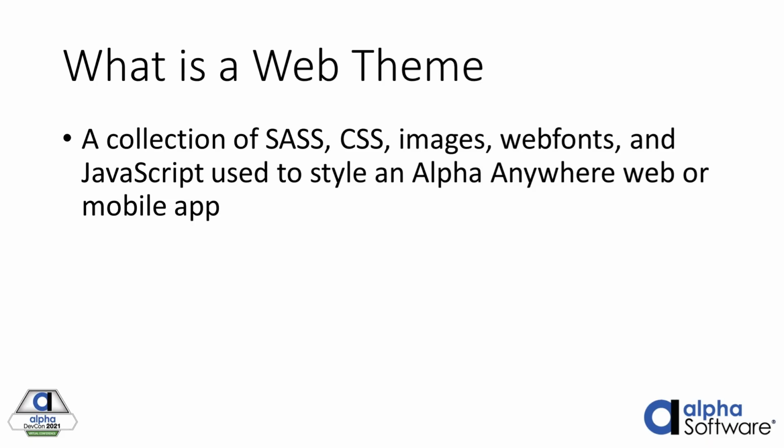So Alpha Anywhere, the alpha theme, the alpha rows, all of those that you can select in the style picker, those are web themes, and they're simply a collection of Sass, which is syntactically awesome style sheets, CSS, images, web fonts if you've included them with your theme, as well as some JavaScript and JSON that describe how the whole theme goes together, and that's used to style your web and mobile controls in your apps.